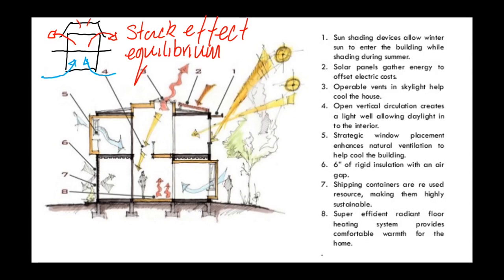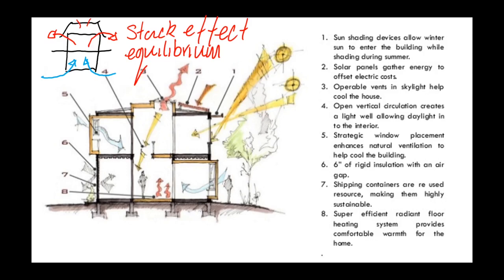We've got the insulation, rigid insulation with an air gap to create that flow, that passive flow. Shipping containers are a reused resource, making them highly sustainable. So you can see from this picture here that it looks like half a dozen shipping containers. I've actually seen this on Grand Designs, where somebody's used shipping containers, and you wouldn't know. It's just absolutely stunning what they do with them, but they're just generally left to rust into the natural surroundings and become a bit of an eyesore. So why not use them?